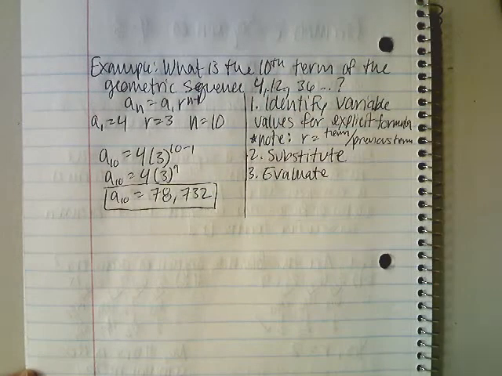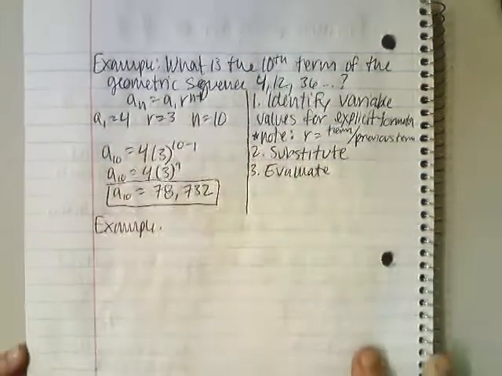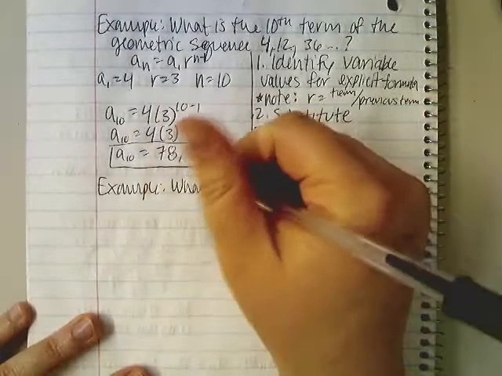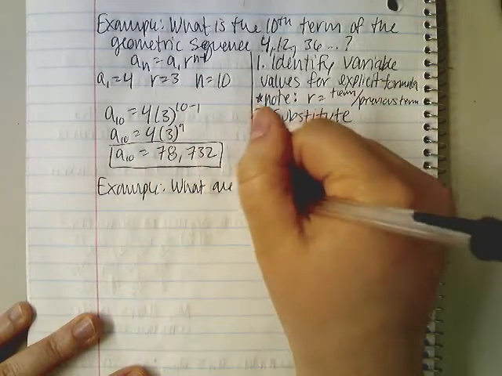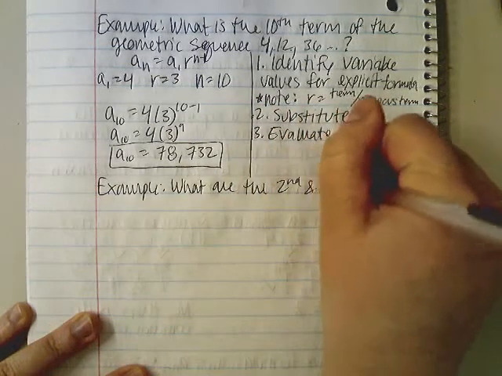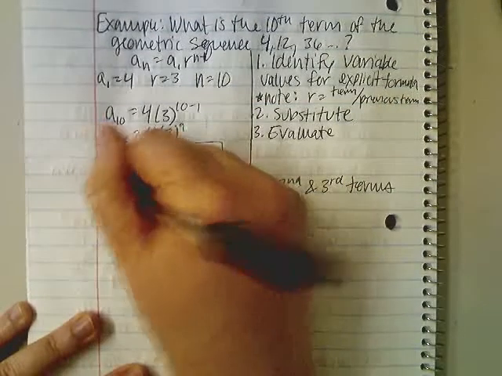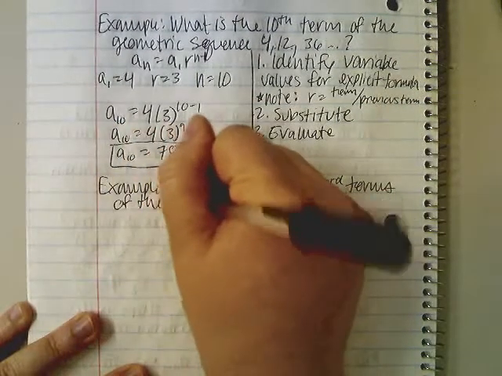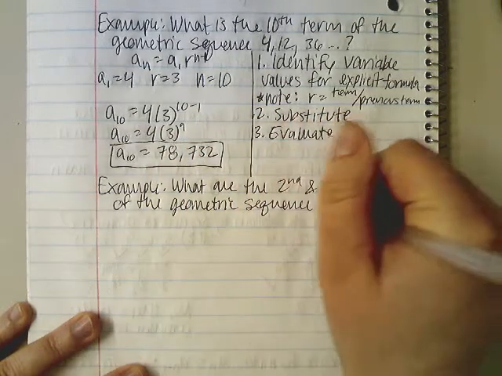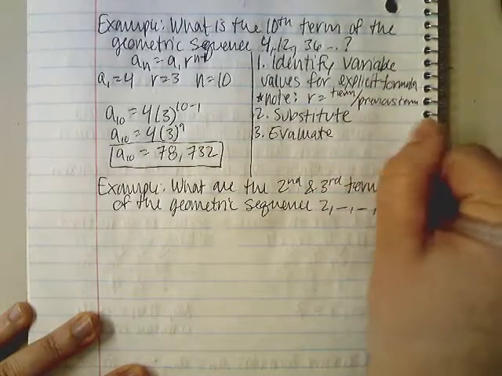All right, I'm going to skip the quick check for this. We'll practice that in class some more. So I'm going to jump into another type of example, which is again similar to the ones we did in our arithmetic sequences notes. But I'm going to ask, what are the second and third terms of the geometric sequence 2, blank, blank, negative 54.